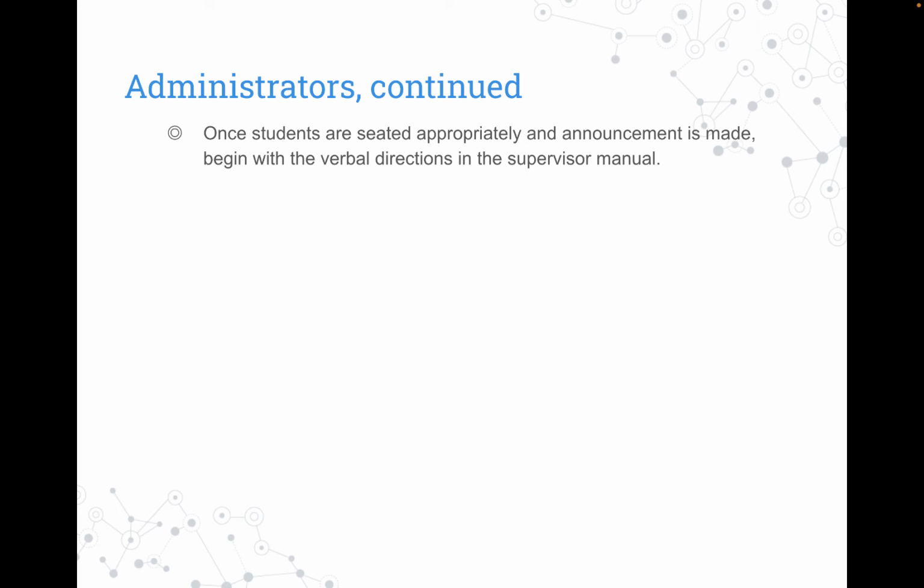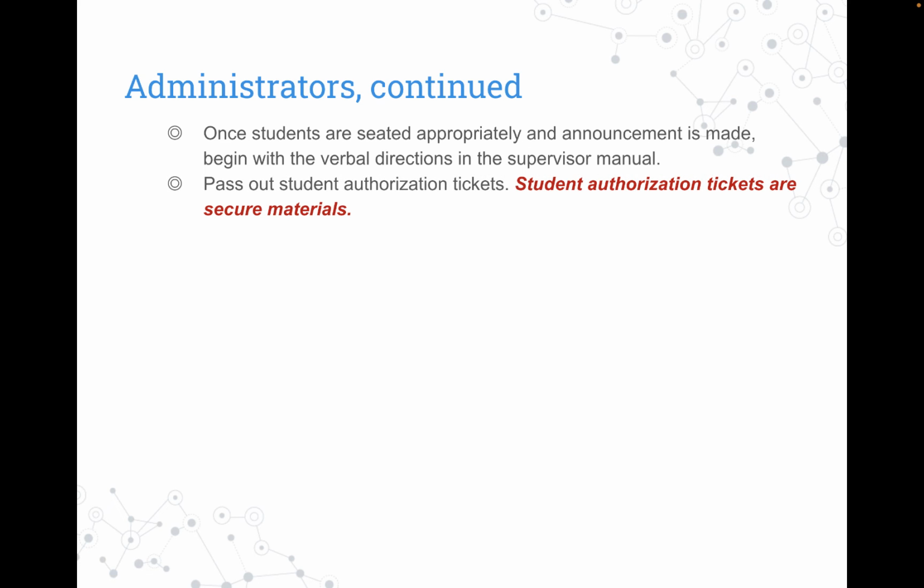Once you have all of your students seated appropriately the way you want them, and you have made the announcement, or if you've heard the announcement that we can begin, you can start with the verbal directions in the supervisor manual that will be marked for you. The difference for digital testing is that there are no booklets and there are no answer sheets. There are only student authorization tickets. The student authorization ticket is a secure material.